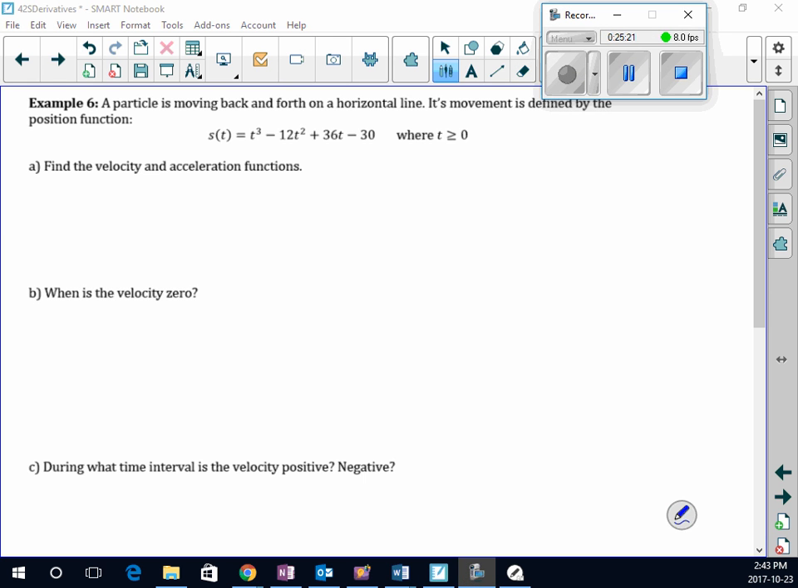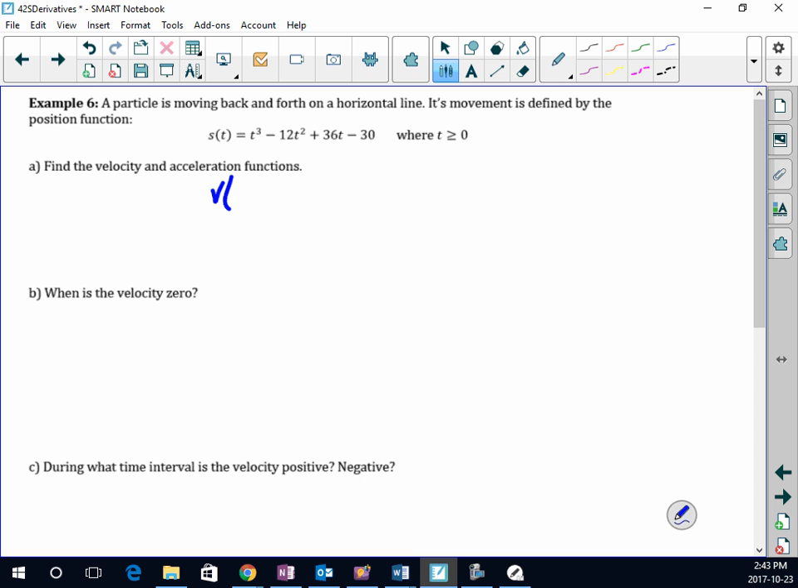Okay, yeah. Okay, so 3t squared. Yeah. Very good. And then acceleration, do you want to keep going? Very good. Does everybody see how we got that? Okay. When is the velocity 0? Plug 0 into what? The first function there.